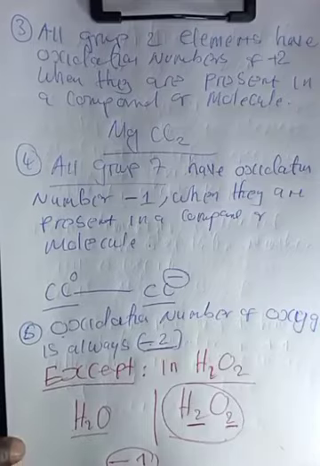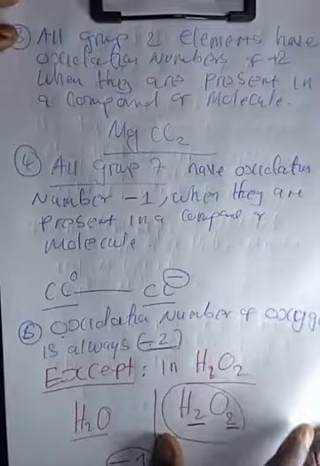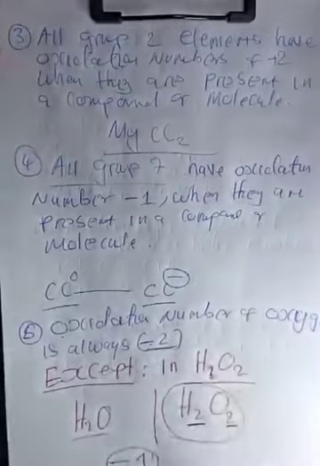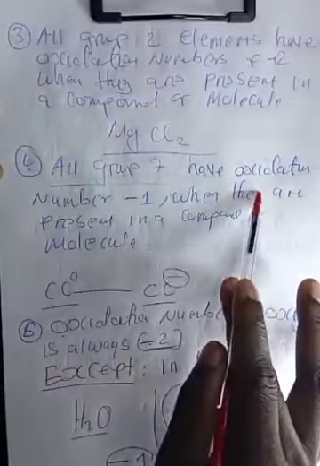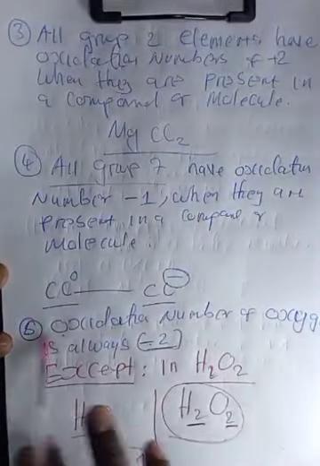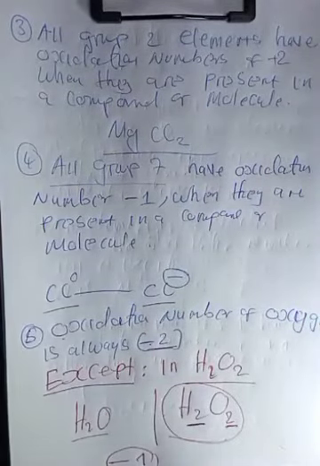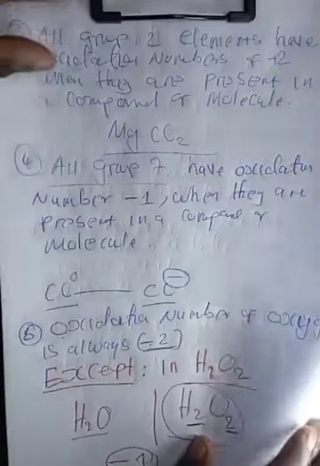So we have done how many? 5. So now let's go to number 6. So we have done group 1, 2 elements oxidation number +2, group 7 -1, then oxygen is always -2. So it's very simple to know. Very, very simple.